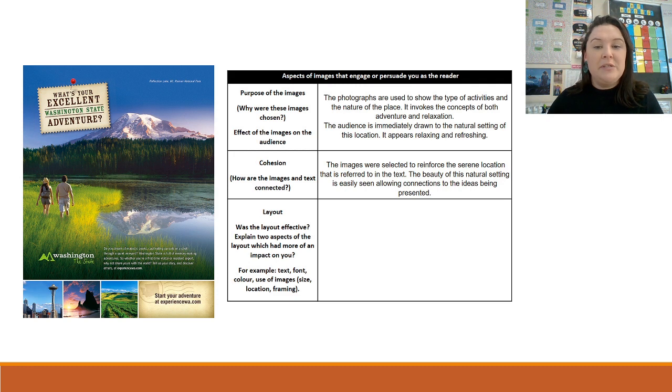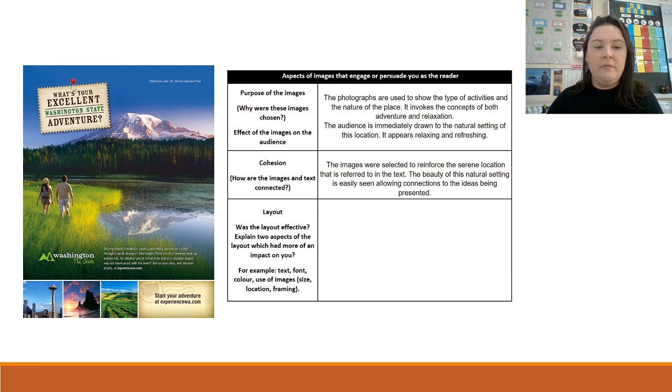So the images were selected to reinforce the serene location that is being referred to in the text. The beauty of this natural setting is easily seen, allowing connections to the ideas being presented. You know, if they're going, a quiet vineyard, oh, I wonder, you know, they merely have to look down to see the example there. All right, so let's have a look at the layout.